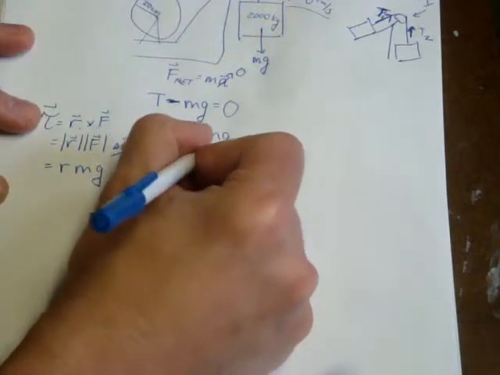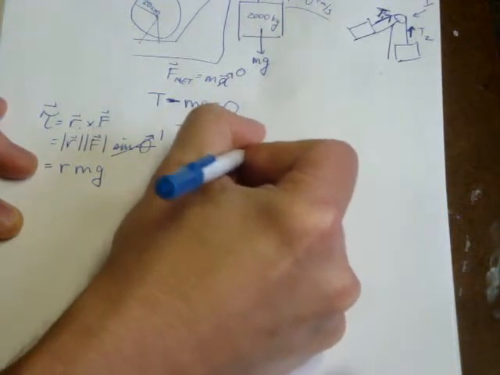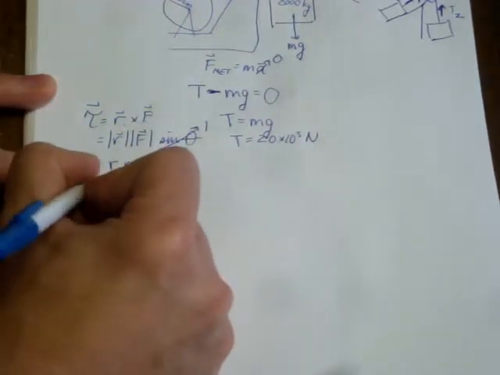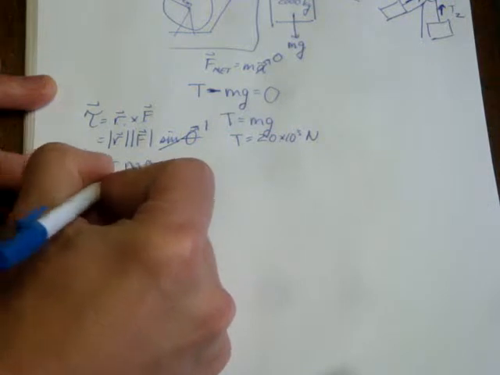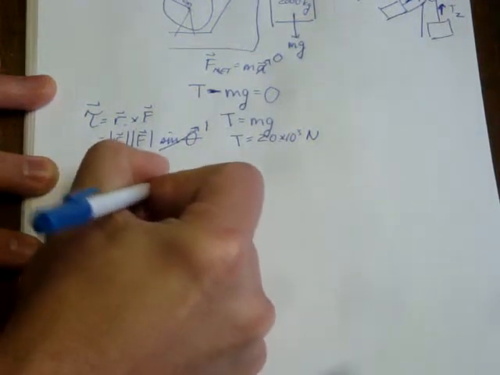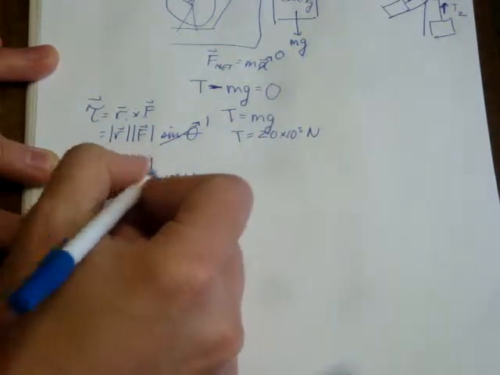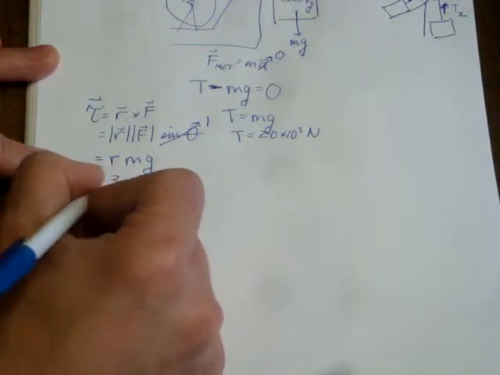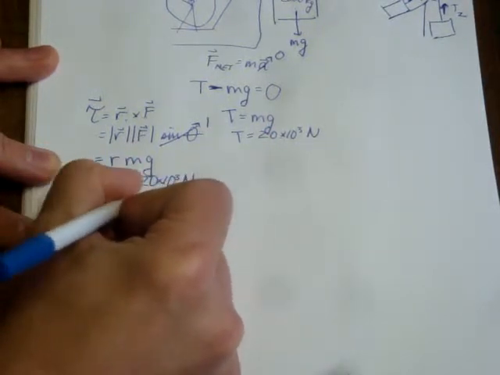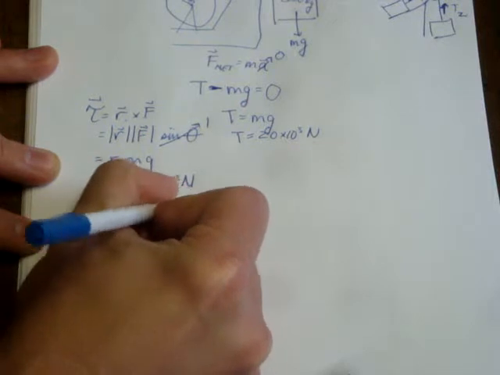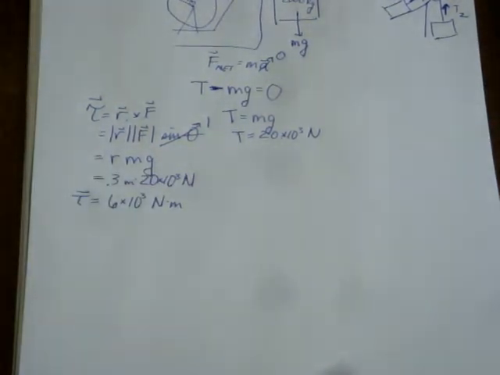Obviously this was 2,000 kilograms. If we take gravity to be about 10, this would be about 20,000 newtons, right? 20 times 10 to the third newtons. For the tension, we have, again, that 20,000 newtons times 30 centimeters, which is 0.3 meters. So what would that be? Well, we're just multiplying these together, right? This isn't that difficult. It would be 6 times 10 to the third newton meters. That's the torque acting on that winch. All right, hope that's clear.